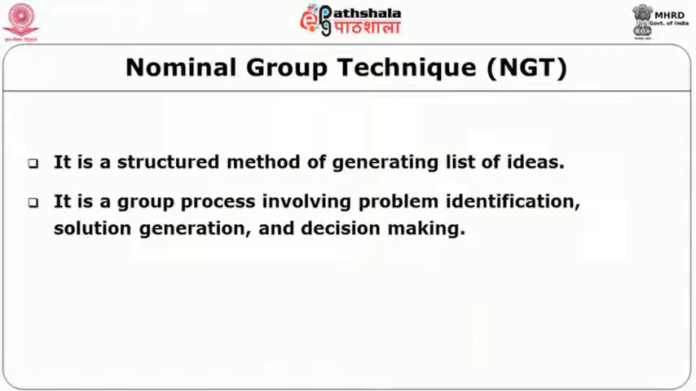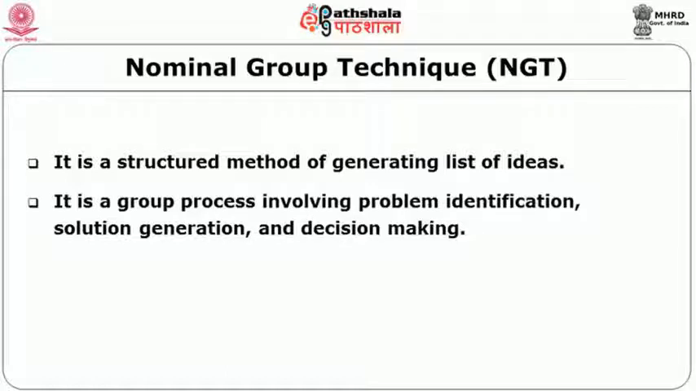Now let us discuss the techniques of decision making. There are two techniques of decision making, nominal group technique and Delphi technique. In nominal group technique, as the name suggests, it is a group technique. It is a structured method of generating ideas. The group is given a situation, the problem is put forth to the group and ideas are asked for the solution of the problem. It is a group process involving problem identification, solution generation and decision making.